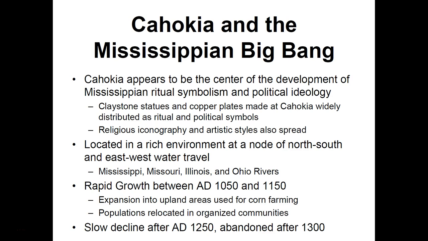The copper plates are being manufactured from the same copper sources as the earlier Woodland period copper objects. So it appears they are being manufactured at Cahokia and then distributed through a network of relationships as ritual and political symbols. The iconography that is found on these claystone statues and the copper plates is then reproduced in the communities that these ideas are spread through exchange.